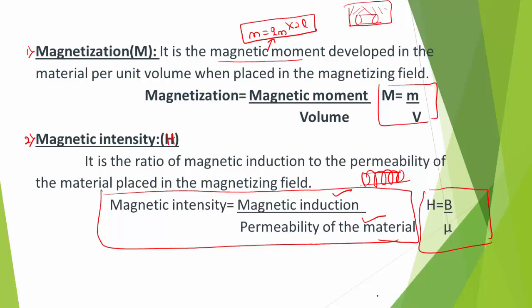What do we use H for? Magnetic intensity. B means magnetic induction. Permeability of the material is mu here.